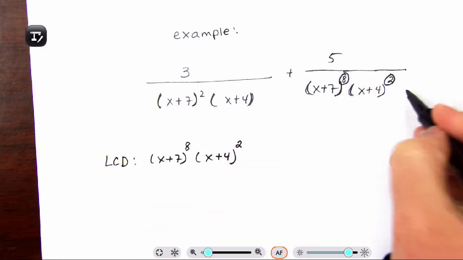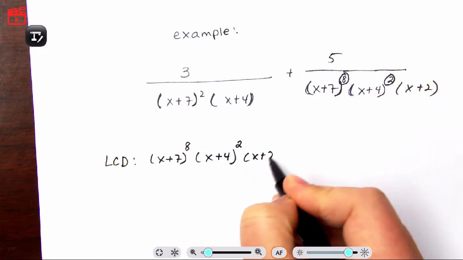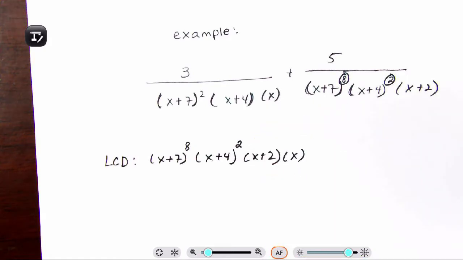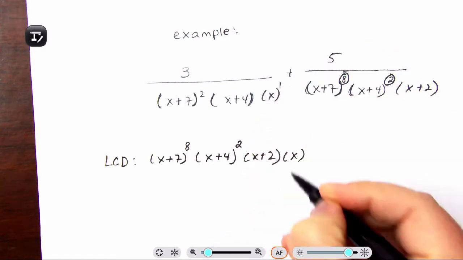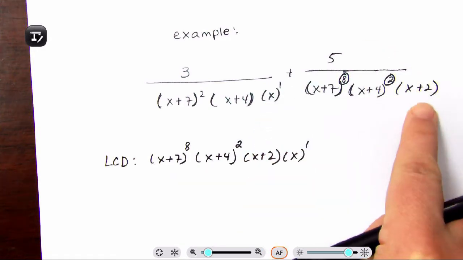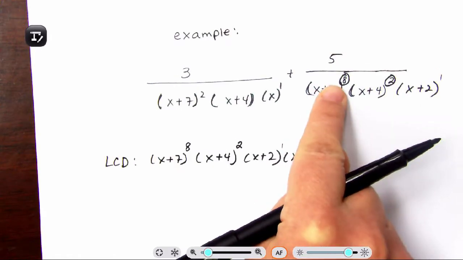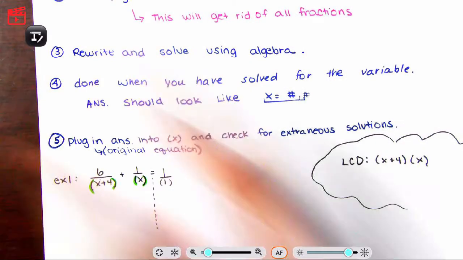Okay, so if we had another x plus 2, then I would have x plus 2 here. It doesn't matter how many different bubbles you have, you're taking the exponent that is the highest. So x has an exponent of 1. X plus 2 has a highest exponent of 1. The other one has a highest exponent of 8 and a highest exponent of 2. Okay, let's go back to our question.